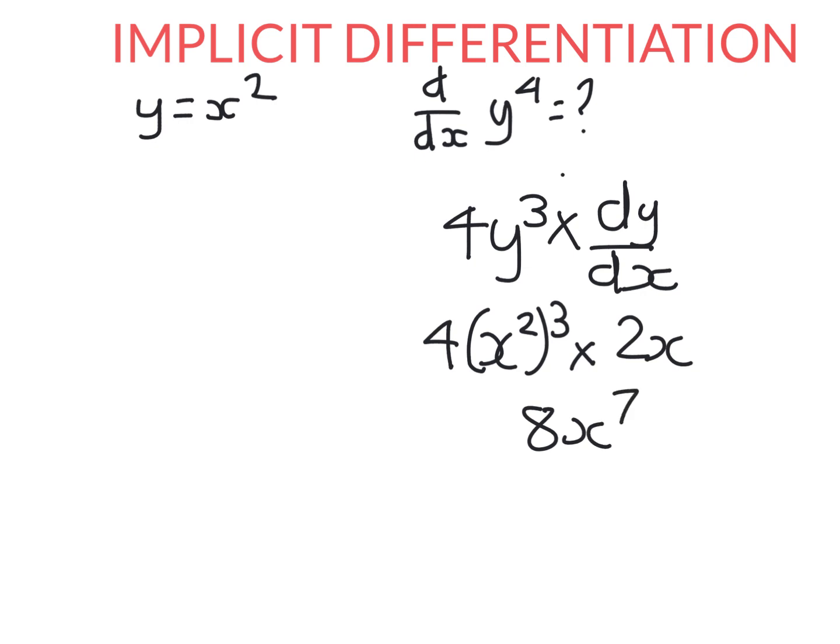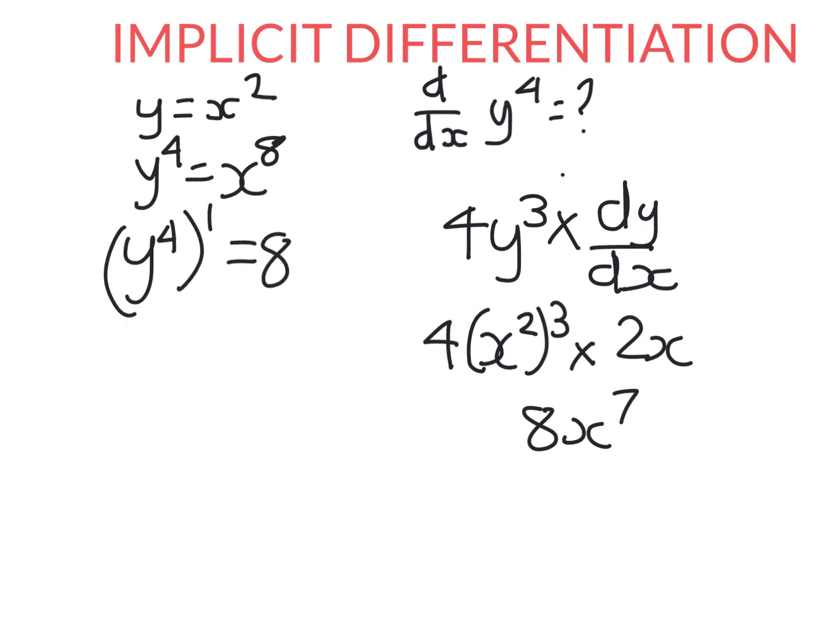That makes sense because if y equals x squared, y to the power of 4 is x to the power of 8. And we know that the derivative of x to the power of 8 is just move the power to the front, decrease by 1, 8x to the power of 7. But I just wanted to show you how the chain rule would work here because we are going to use that in implicit differentiation. So let's look at a question where we would use implicit differentiation.